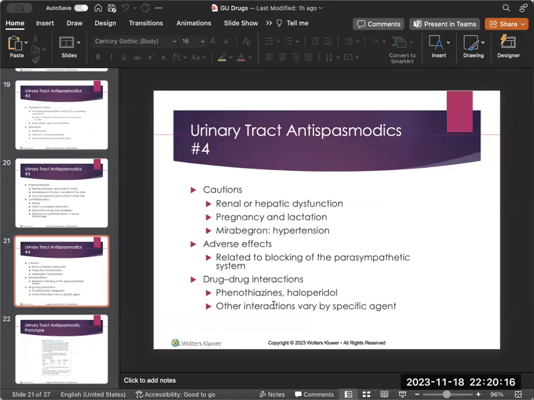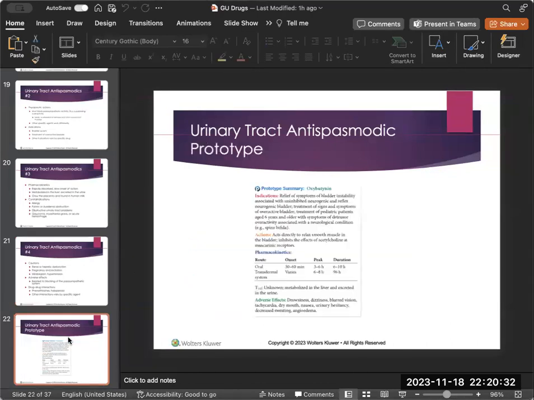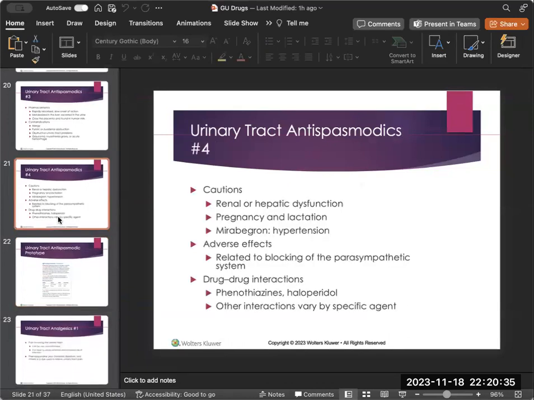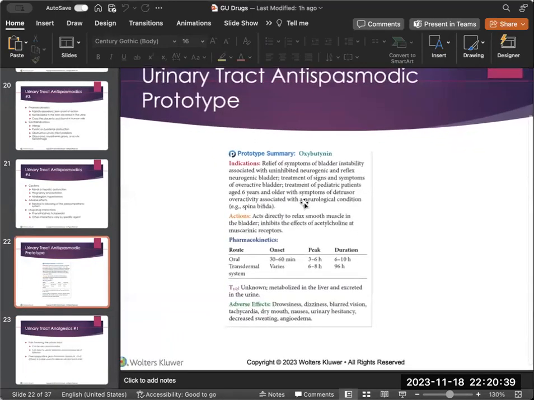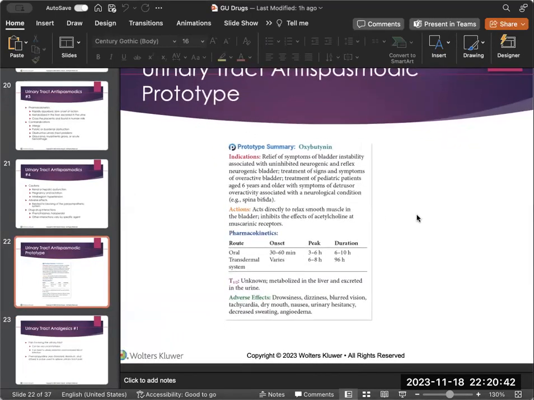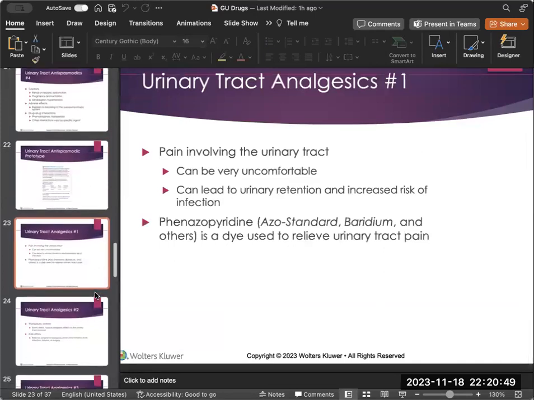Adverse effects, remember, anti-SLUD, so anti-salivation, lacrimation, urination, defecation, digestion, okay? Drug interactions: phenothiazines, haloperidol. Haloperidol pretty much interacts with everything too, so we have to be careful with that. Haloperidol, just to tell you, is an antipsychotic. Remember, prototype, oxybutynin, it's an anticholinergic drug, so it helps with the overactive bladder and bladder spasms. And the adverse effects are anti-SLUD.